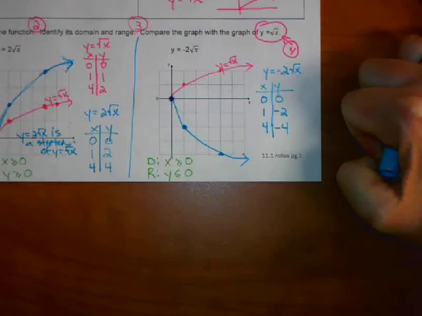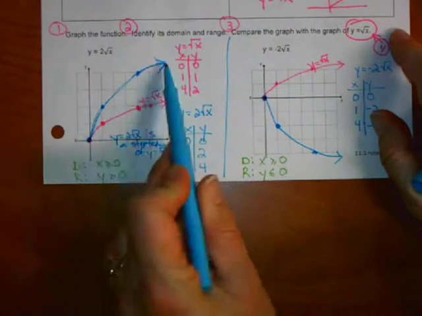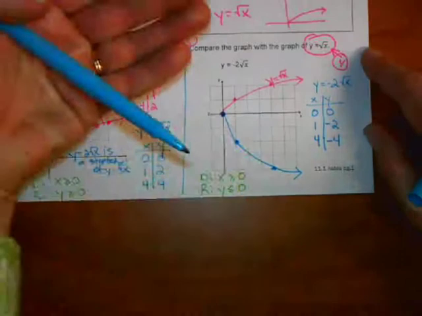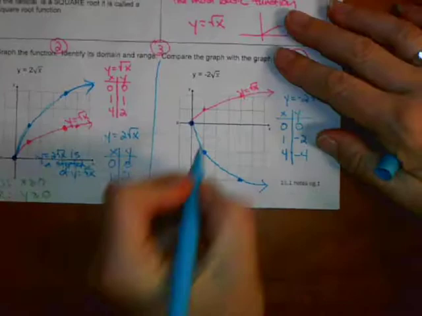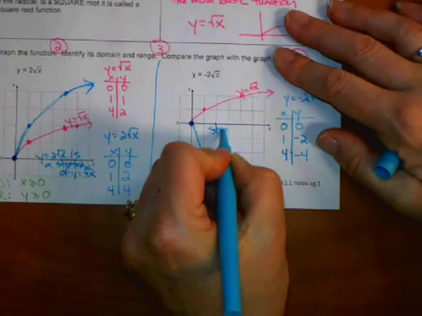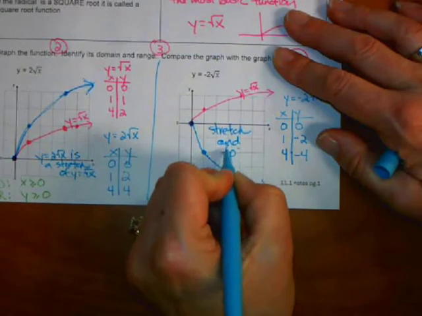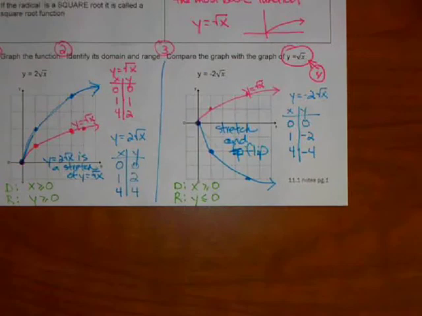Right. And then the other thing is, remember on here you said that this was kind of a stretch? Well, this is also a stretch and a flip. Because you have the 2 in there, but then you also have the negative. So you have 2 things that happen. You have a stretch and flip. Stretch and flip. It's fine for now.